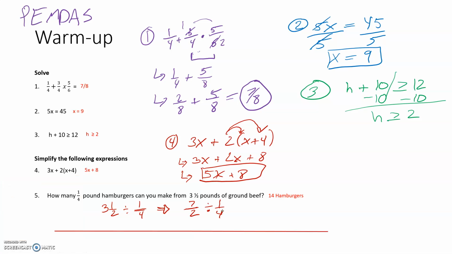All right, and so 7/2 divided by 1/4. So to do division, I've got to find the reciprocal of my divisor and multiply it. So 7/2 times, and the reciprocal of 1/4 would be 4 over 1. All right, and so I'm going to cross cancel. That's 1. That is 2. And then so I'm left with 14 burgers.